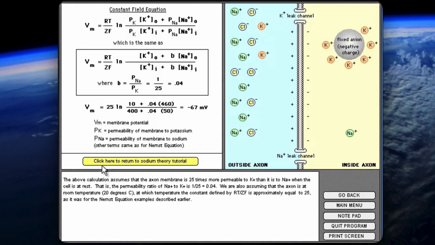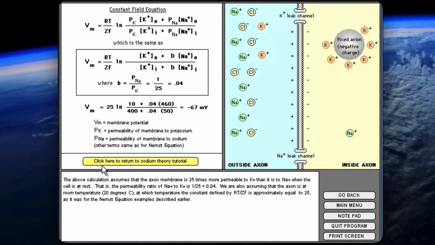Before discussing possible reasons for this discrepancy between calculated and experimental results, we'll digress and look at details of the calculation. This calculation assumes that the axon membrane is 25 times more permeable to potassium than it is to sodium when the cell is at rest.